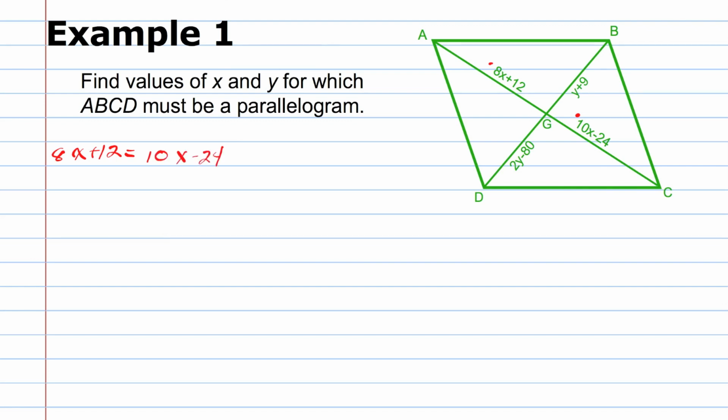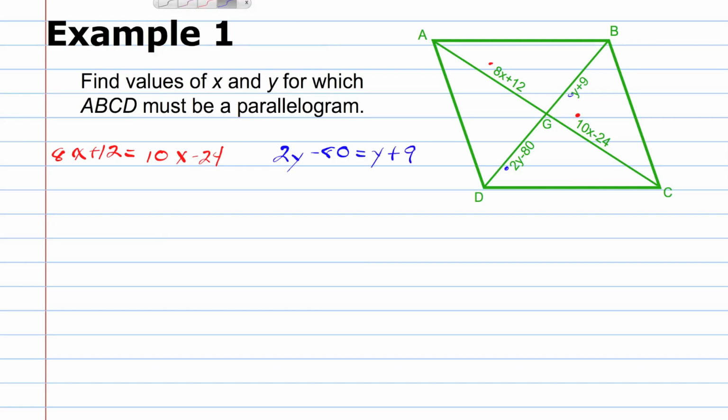Now the other equation that we can write comes from the other diagonal. 2y minus 80 has to be equal to y plus 9, and the reason they have to be equal to each other for this quadrilateral to be a parallelogram is that the diagonals must bisect each other. So the other equation is 2y minus 80 is equal to y plus 9.